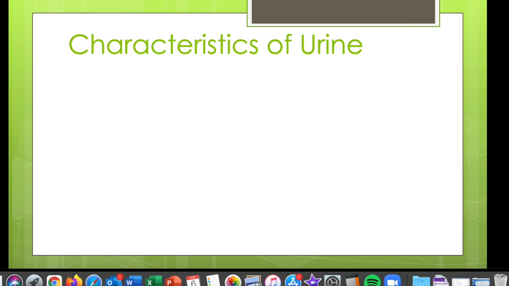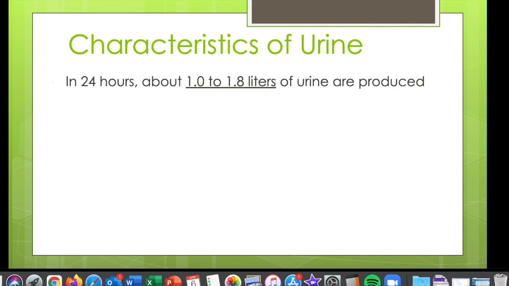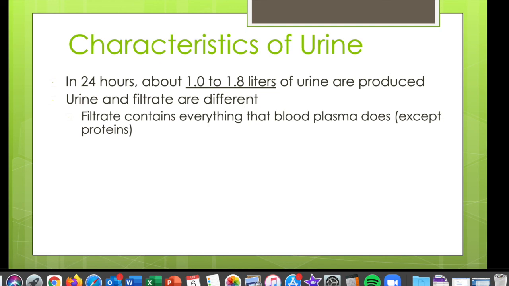If we look at characteristics of our urine, in about 24 hours we produce about 1 liter to 1.8 liters of urine. Urine and filtrate are different, so all the things we were talking about that are removed from your blood earlier, those would be filtrate. Filtrate contains everything that blood plasma does except for proteins that would be in our blood plasma. And again, that's the liquid part of blood.